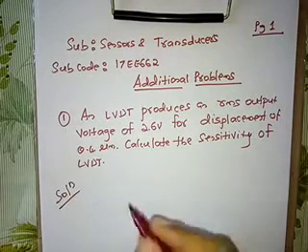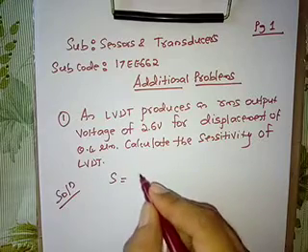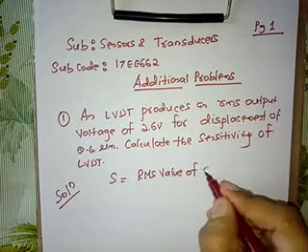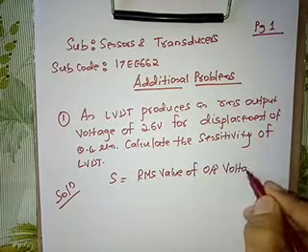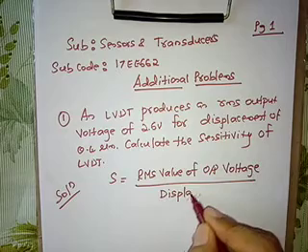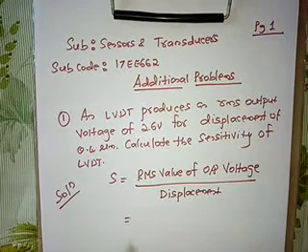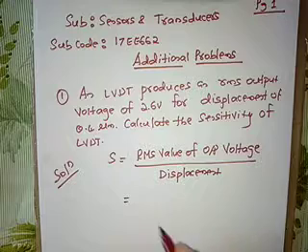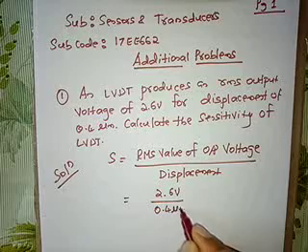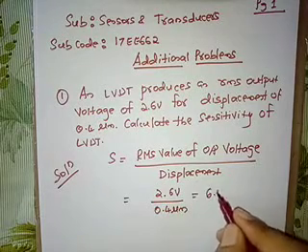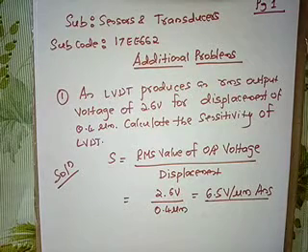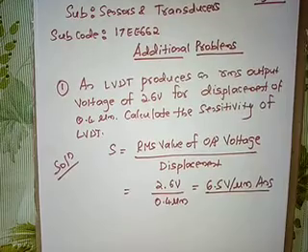So sensitivity of LVDT is given by S is equal to the RMS value of output voltage divided by displacement. The RMS value of output voltage is given, so it is 2.6 volts, divided by displacement, 0.4 micrometer, so this comes out to 6.5 volt per micrometer. 6.5 volt per micrometer is the sensitivity of the LVDT, right?